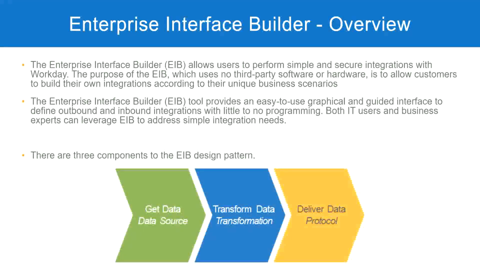So what we are going to do is configure these 3 steps. Get data: where are we going to get the data from? That is something we have to configure. Do we need transformation? If yes, configure that. If no, leave it blank. And then deliver the data. How are we going to send the data to an external system? So we have to configure that as well. Once we do these 3 steps, our EIB is ready. We are going to start exchanging information from Workday with an external system.